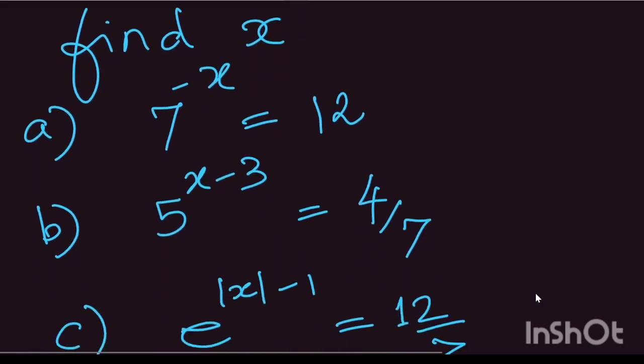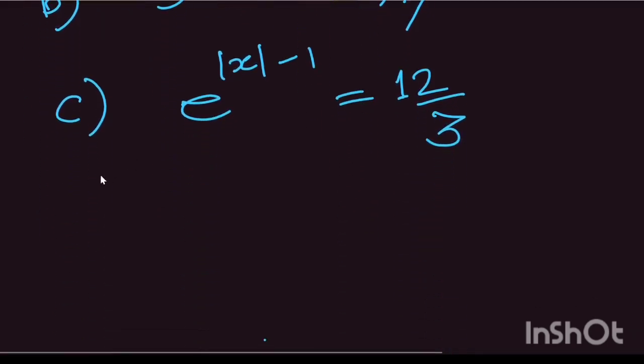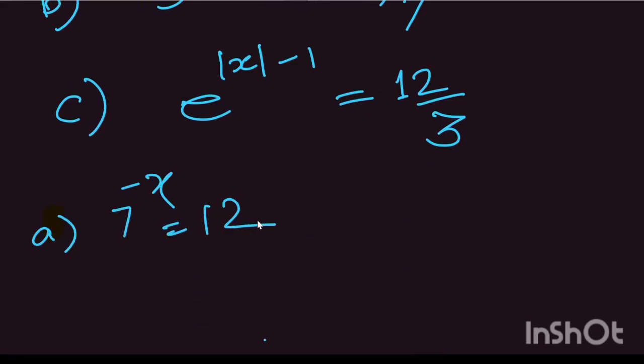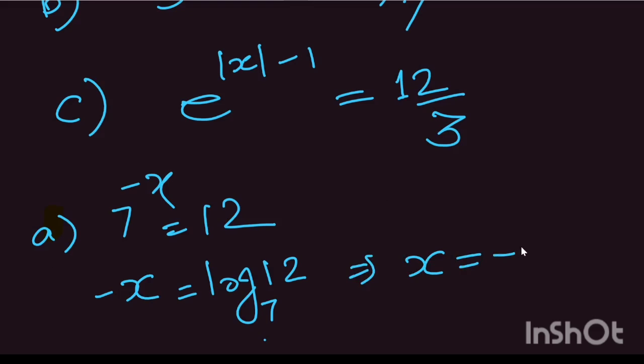Now let's do some sums. Find x, where 7 to the power minus x is equal to 12. So 7 to the power minus x equals 12. So 12 will come in log as an argument, 7 would be the base, minus x would be the value. So the value of x would be what, guys? Minus log of 12 base 7 would be the answer.